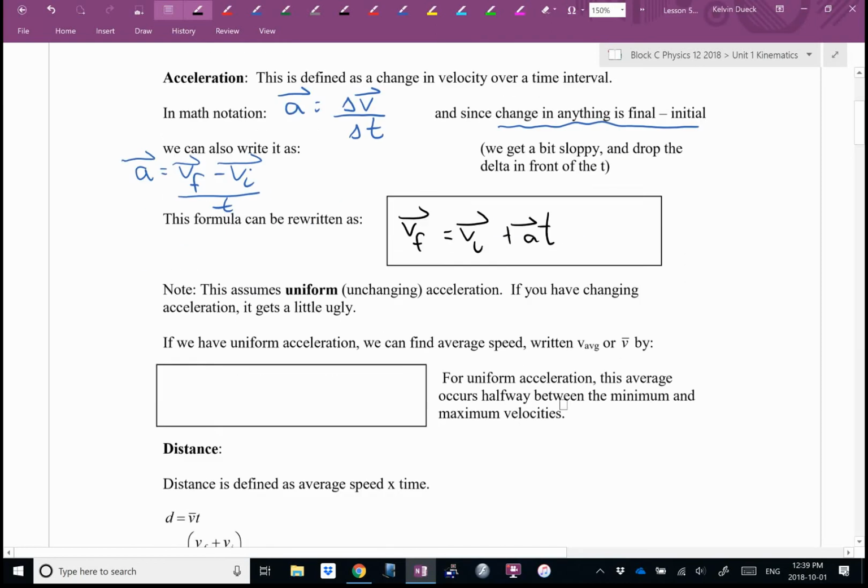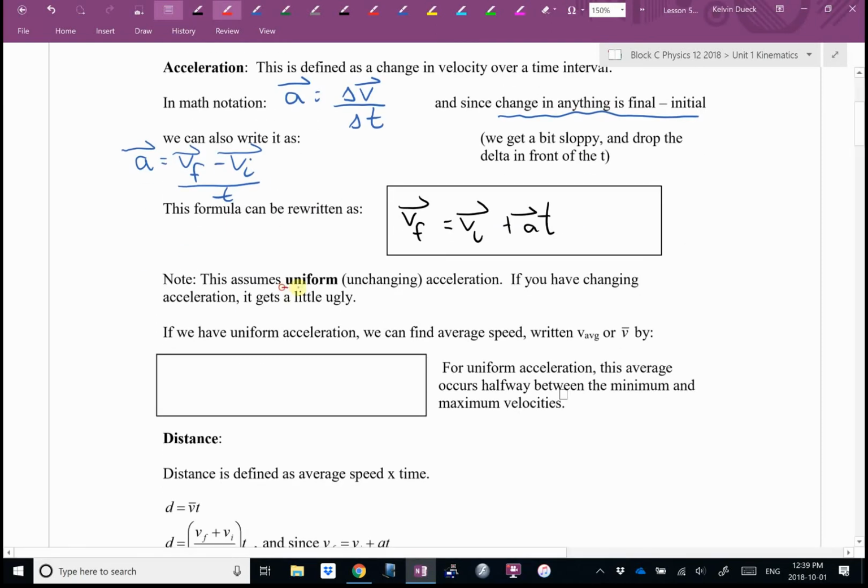Some assumptions here. This assumes uniform or unchanging acceleration. We don't have the math skills to deal with a changing acceleration. That needs calculus. Where might there be a changing acceleration? Rocket science. When they launch the space shuttle, the rocket is putting out a force. Who remembers from Physics 11 last year, F equals what? MA. Well, as the fuel burns on the space shuttle, what happens to its mass? It gets smaller, but the force doesn't change, and so if M gets smaller, A has to get bigger.